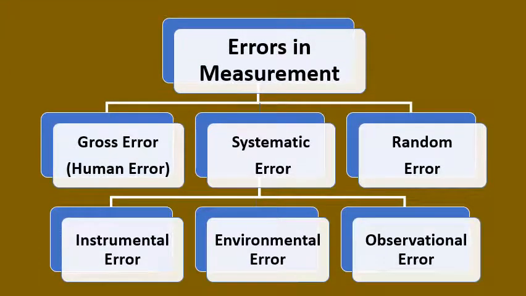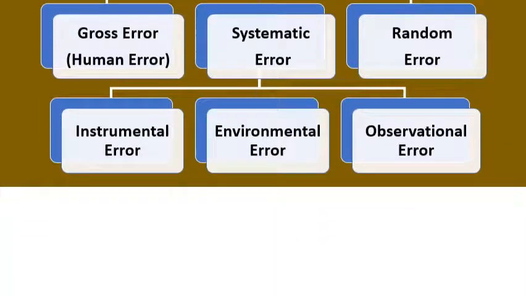Measurement error may be classified into gross error, systematic error, and random error. Systematic error may be further classified into instrumental error, environmental error, and observational error.